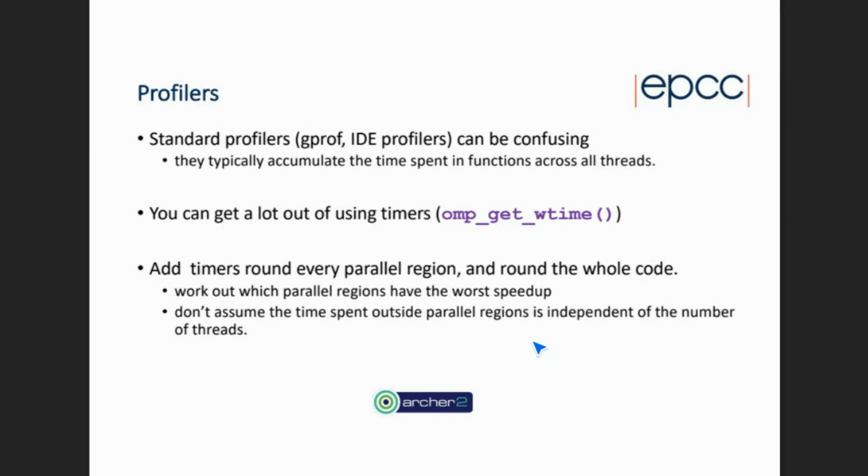You can do a lot with timers. If you add timers around every parallel region and around the whole code, then you can at least work out which regions are giving you the worst speed up. And don't assume that the time spent outside parallel regions is necessarily independent of the number of threads. If you have the time around the whole code and you time every parallel region, then you can, by subtraction, work out how much sequential time you've got.